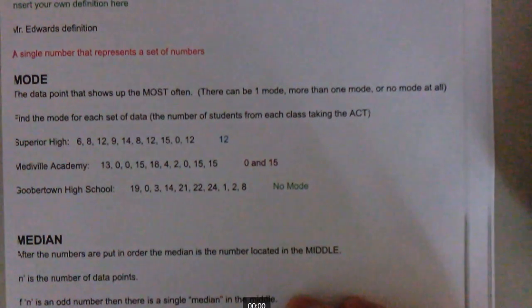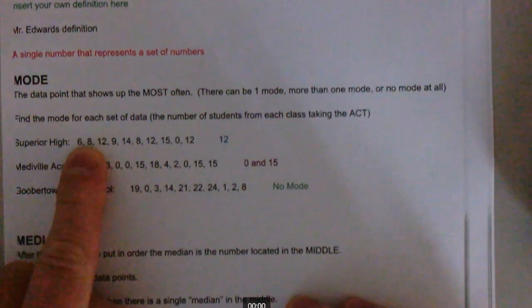This is a way to describe a set of numbers, whichever one shows up the most. On average, the number of students taking the SAT is 12. A single number that represents a bunch.